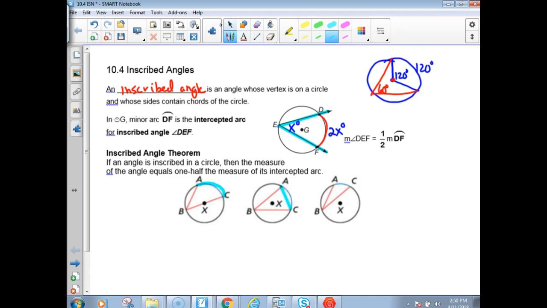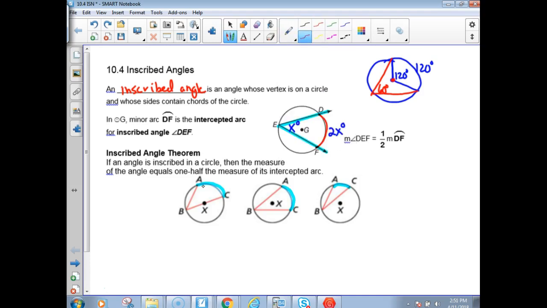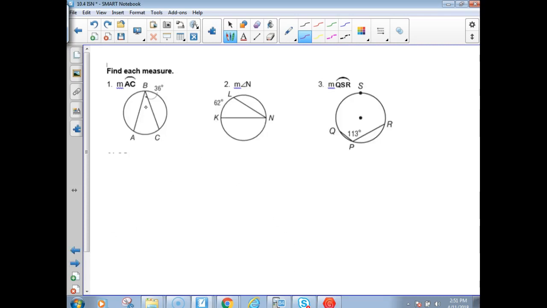Okay, it's just different types of arcs intercepted by this inscribed angle. So here's your angle ABC, it intercepts that arc. You see where the arc is: it's where the points on the circle that the sides of the angle meet. Those are just examples of inscribed angles. So the measure of the angle equals 1/2 the measure of its intercepted arc. All right, let's move on to some problems with examples.